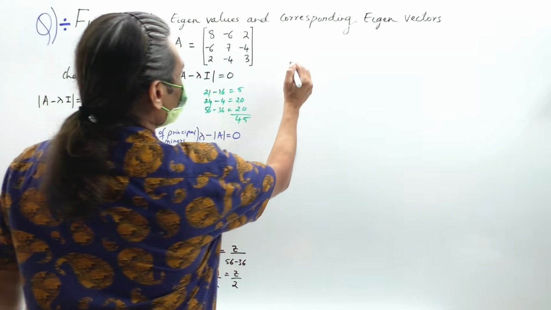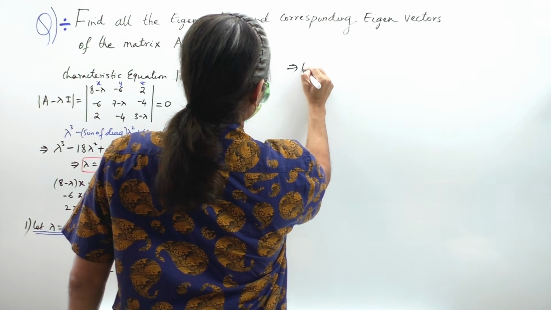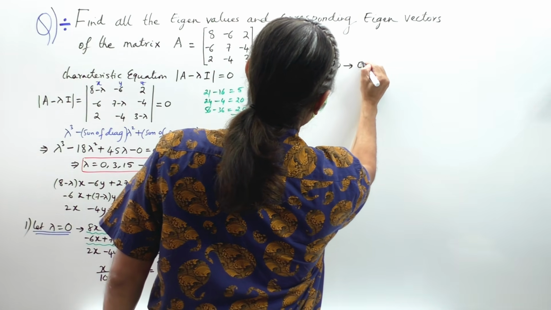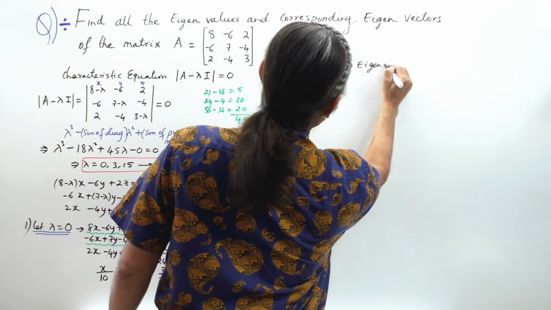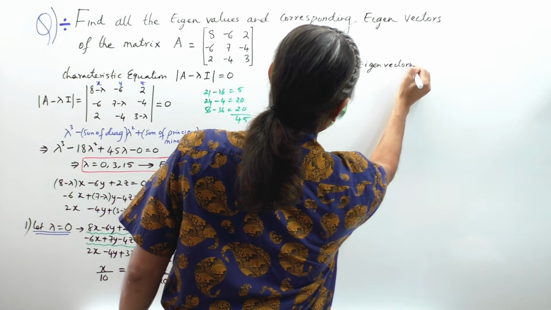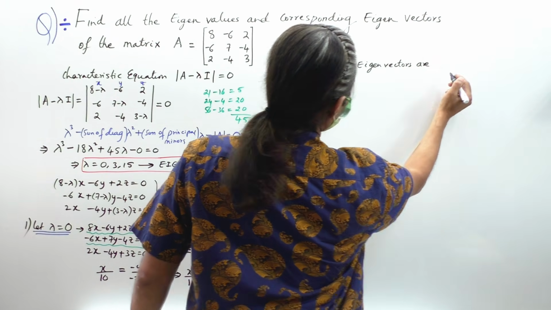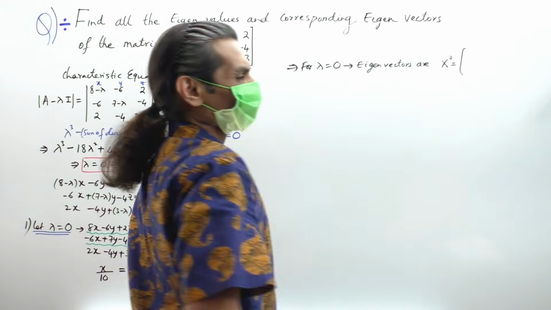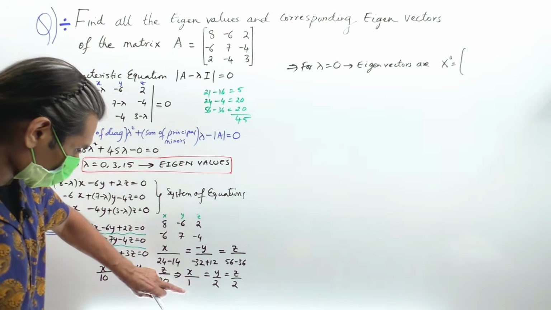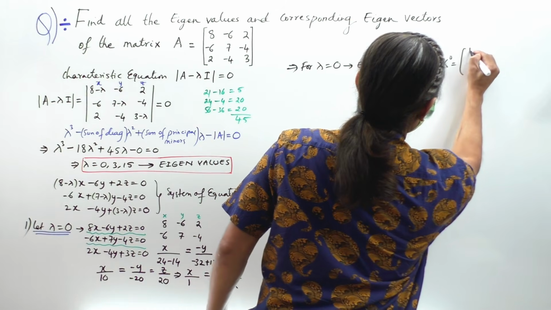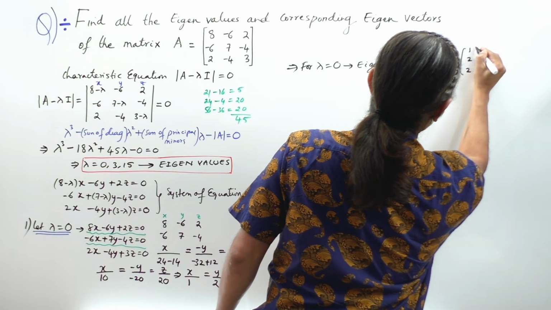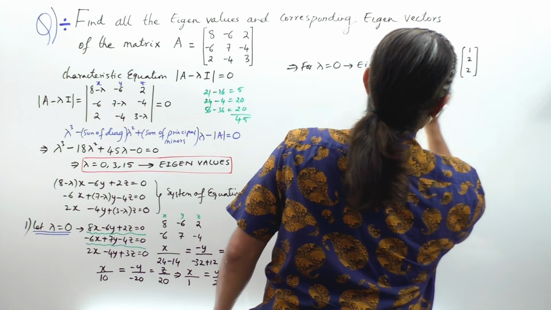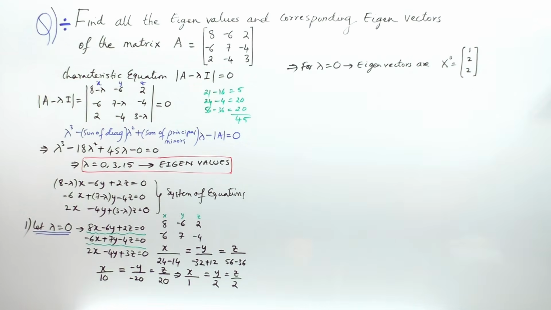So I write here that it implies for lambda is equal to 0, the eigenvectors are x naught is equal to, always the eigenvector is a column vector, so 1, 2, 2. That's it. This is my first eigenvector for lambda is equal to 0.